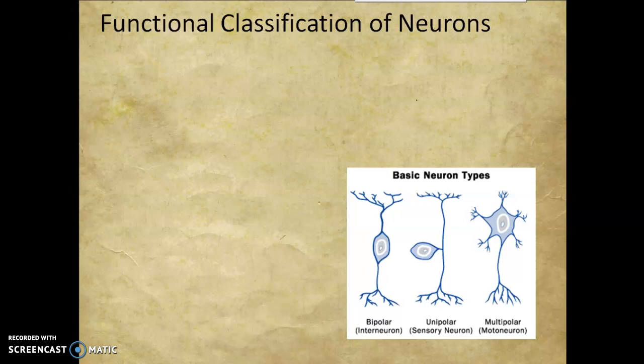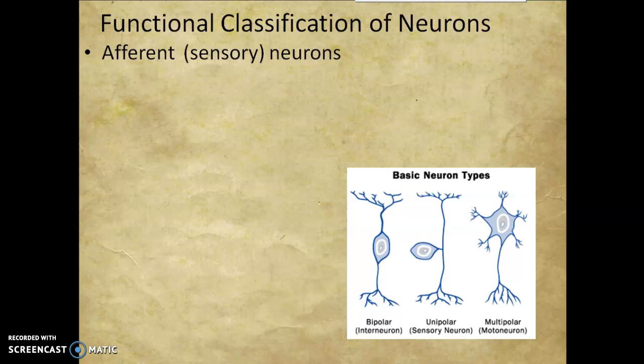So here we go. Functional classification of neurons. We know from, I think it was lesson number 1 or 2, right at the beginning, that we have the afferent division and the efferent division. If we were in class, I would ask you, afferent, where does that take the signal? And hopefully you would tell me that it takes the signal away from the stimulus to the central nervous system. So that afferent division has afferent neurons.